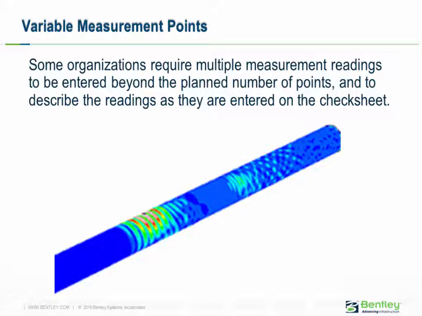At times, the measurement location on the asset is not known until the defect is found while performing the inspection. In these situations, indicators with variable measurement points are used.